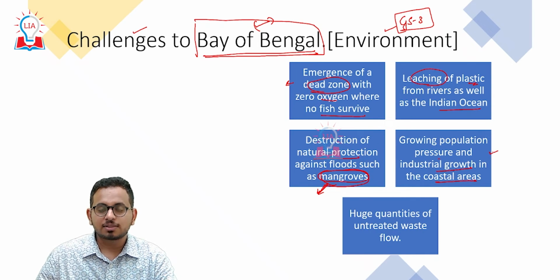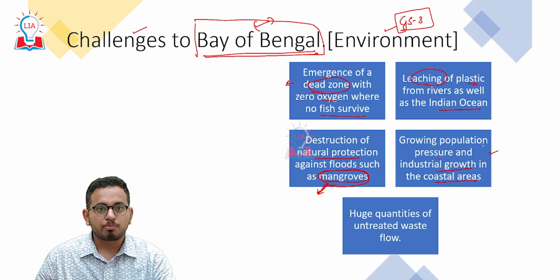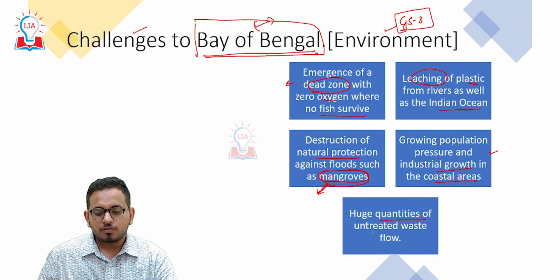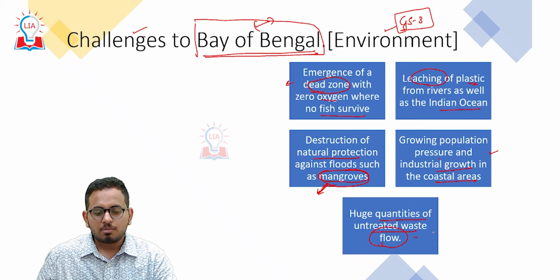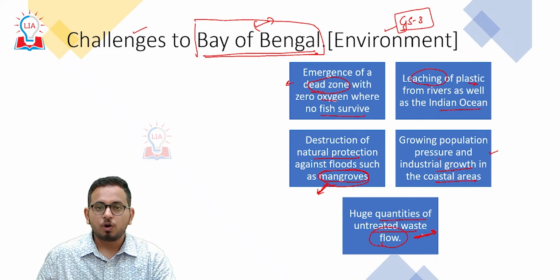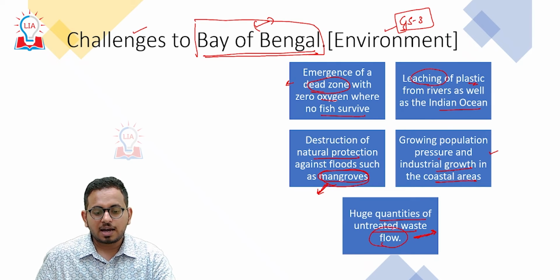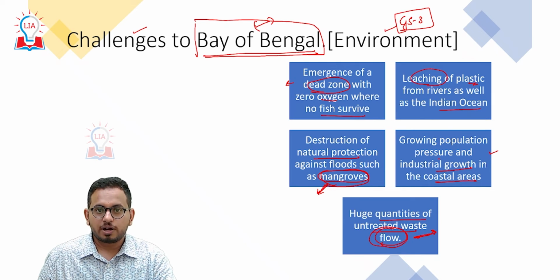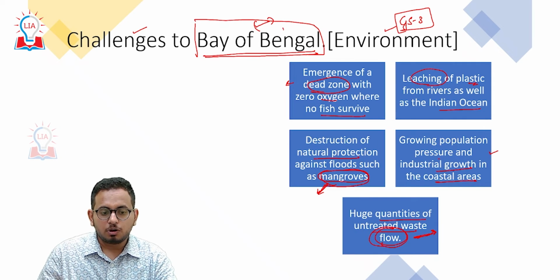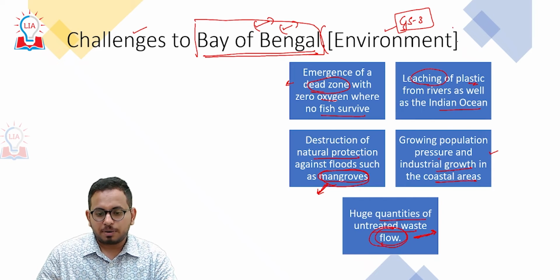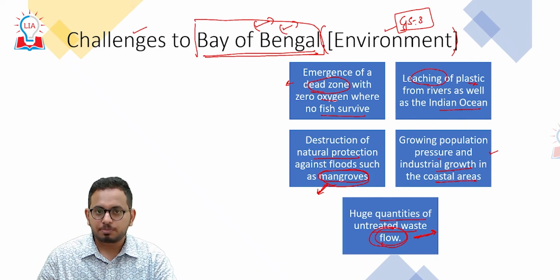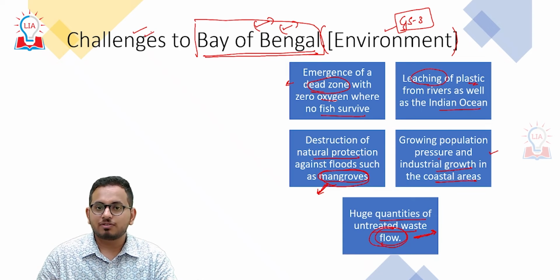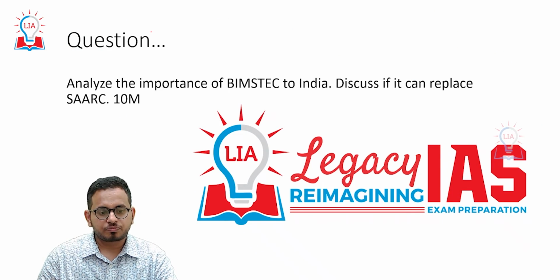We have coastal cities. We are stressing on coast-led development or port-led development through the Sagarmala Pariyojana. Huge quantities of untreated waste flow. The urban drainage: every waste flow is directed towards the ocean, and that is a great threat to the biodiversity and the aquatic ecosystem also. So these are the challenges with respect to the Bay of Bengal. From the environment perspective, these are the challenges that any water body for that matter is facing in the present day.